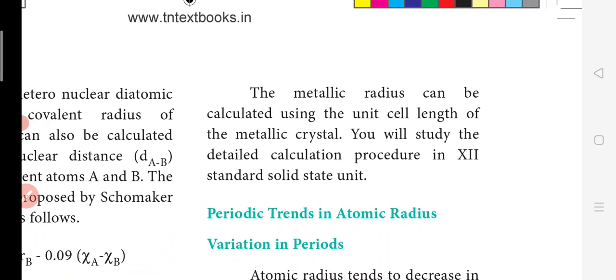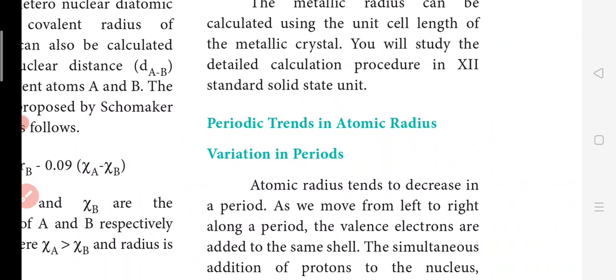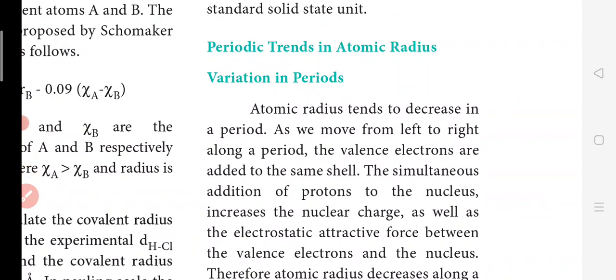So today we have discussed the calculation of metallic radius, ionic radius, and covalent radius of homodiatomic and heterodiatomic molecules. Tomorrow we will see the periodic trends in the atomic radius across the periods. Thank you.